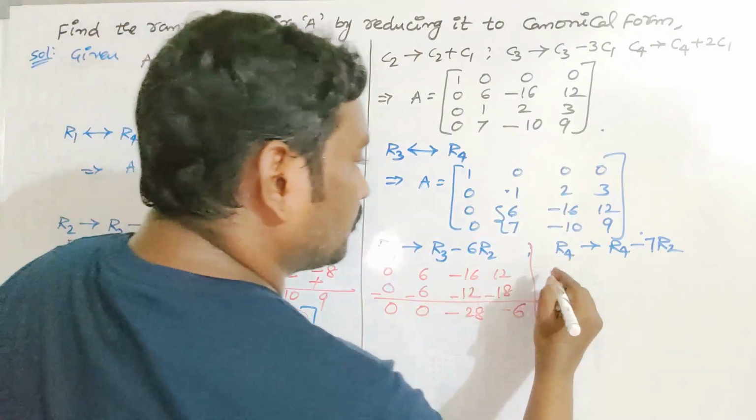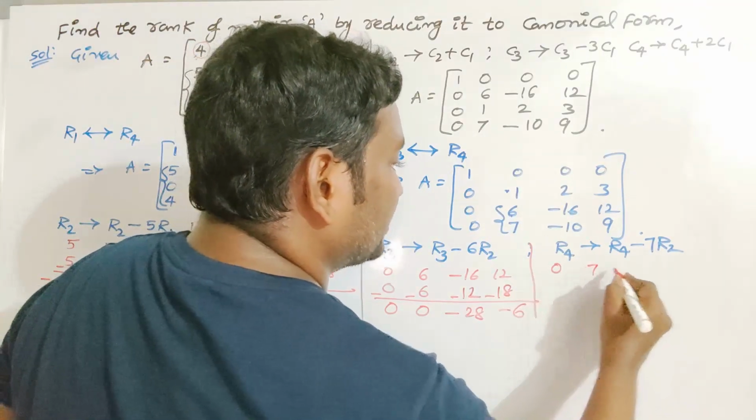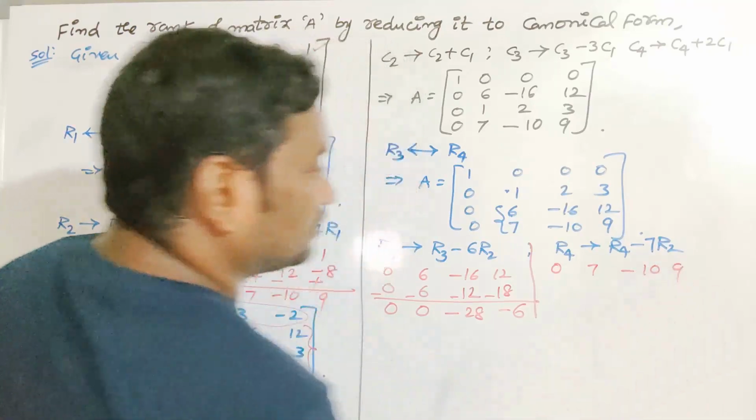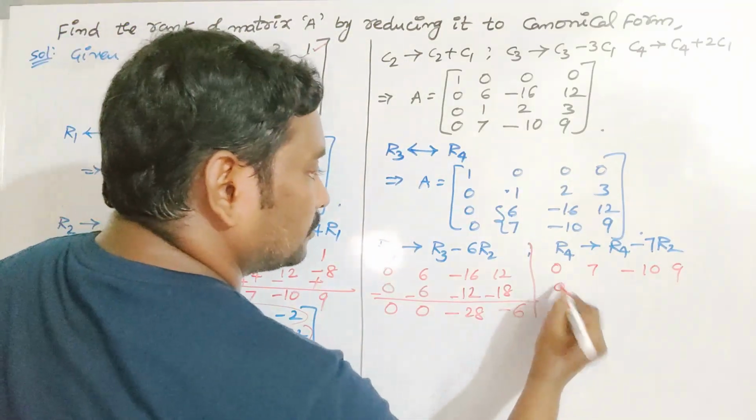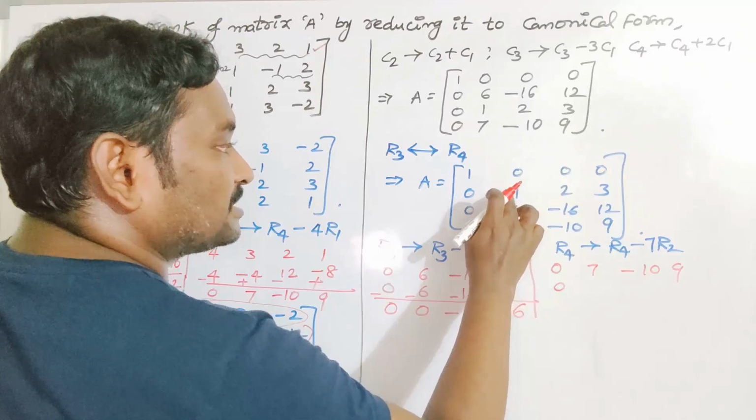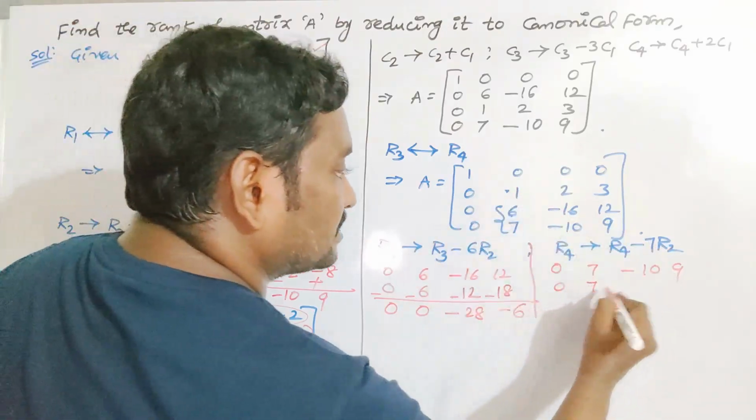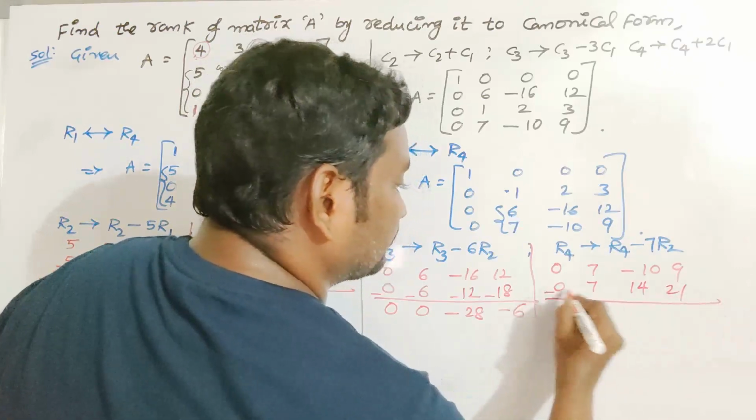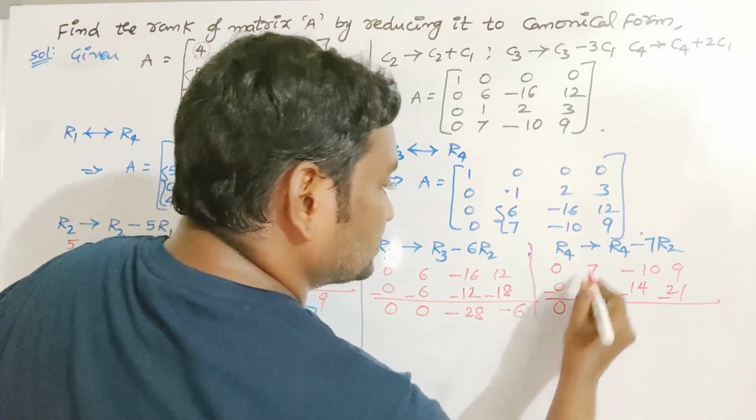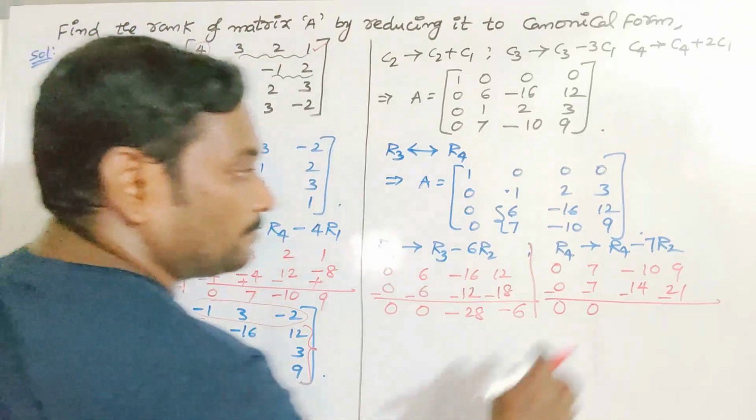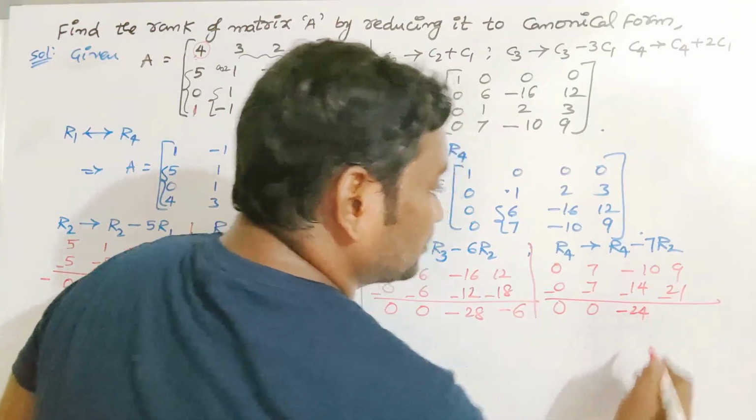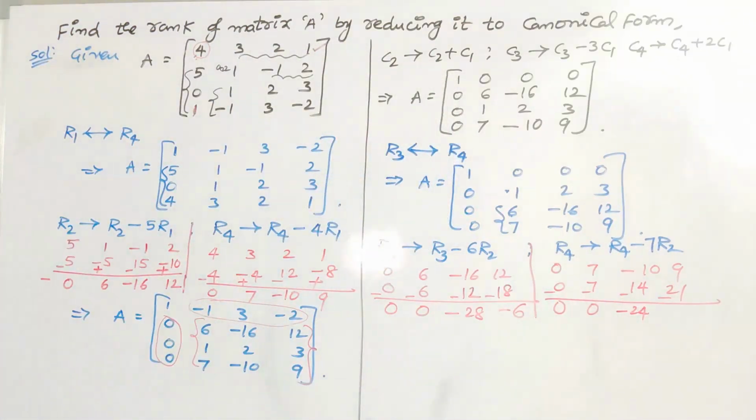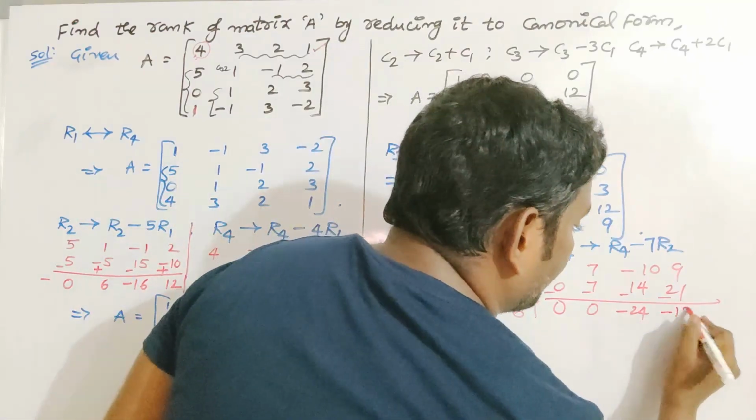Now, what about R4? 0, 7, minus 10, 9. Okay. Multiply the second row with 7 only: 0, 7, 7 2s are 14, 7 3s are 21. Subtract them. 0, 7 minus 7 is 0, minus 10 minus 14 would be minus 24. What is 9 minus 21? So, this is minus 12.